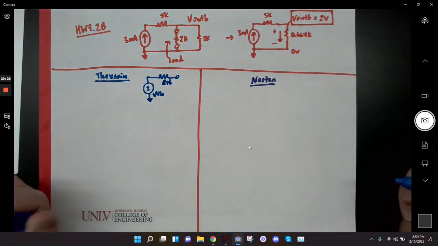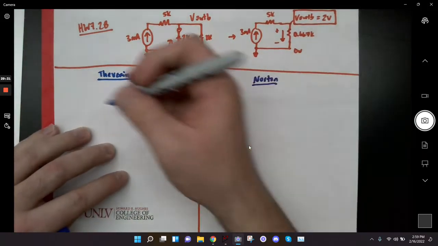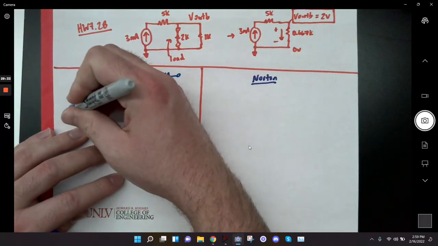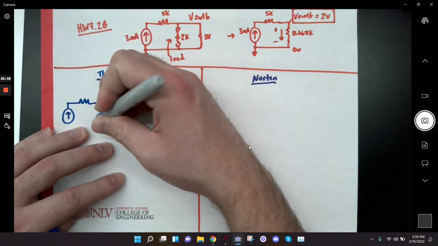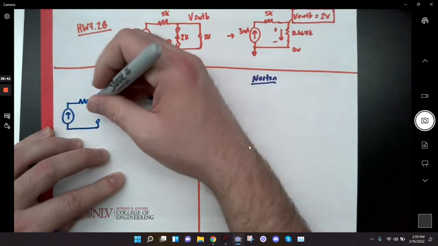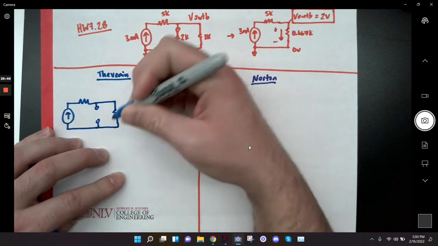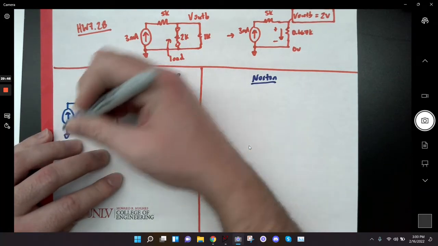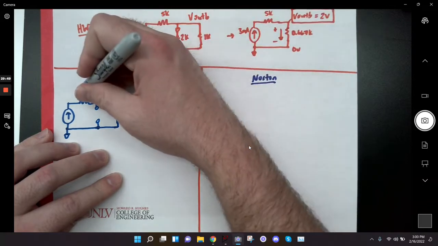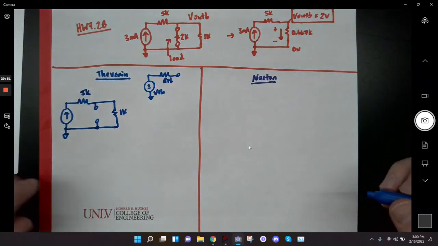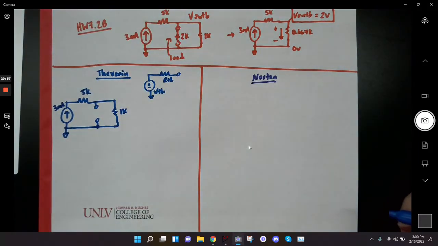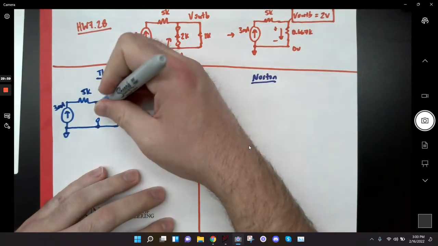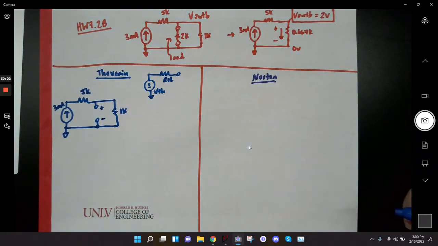And I need to draw the original circuit without the load, right? Without the load. So my original circuit is a current source. It is a 5K, no load, and then a 1K. And then I've got ground. And then this is 3 milliamps, okay. So, again, I need to find the voltage between the load terminals, and that is going to give me my Thevenin voltage, okay?